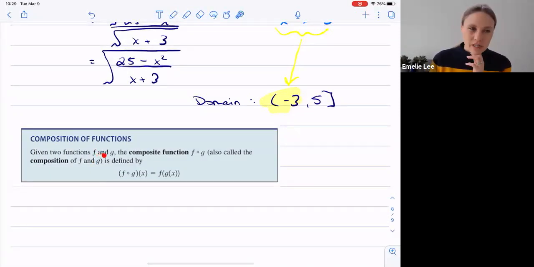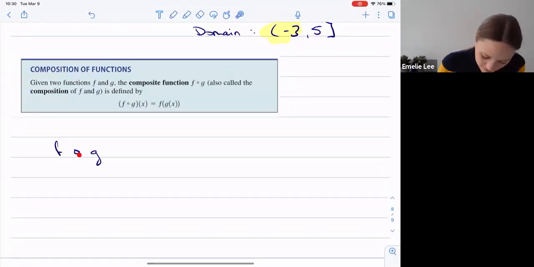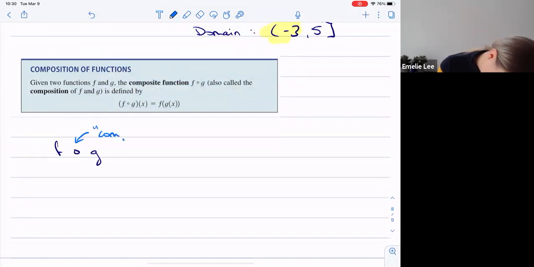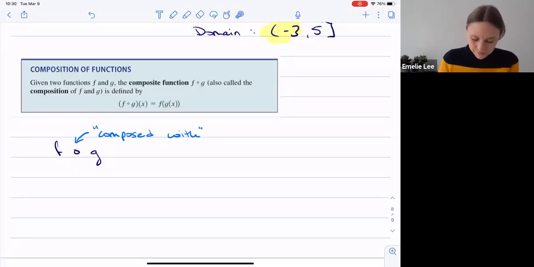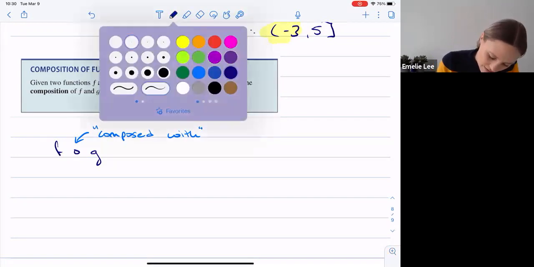So if I have two functions, f and g, just like we had before, the composite function, f composed with g. So notice here, we've got f, and then it's a little open circle, which is composed with g. So f composed with g is the same as f of g of x. So how I unofficially read this thing is I read this as f of g of x. Okay, so that's going to be helpful.